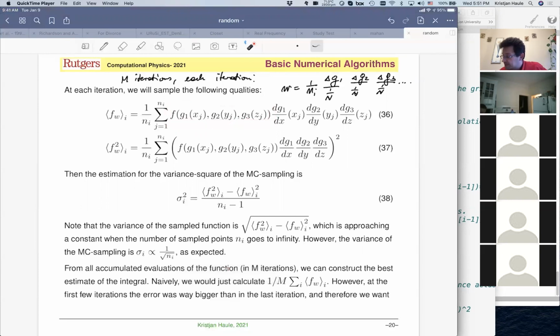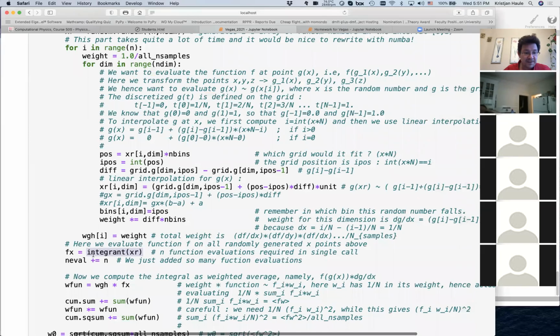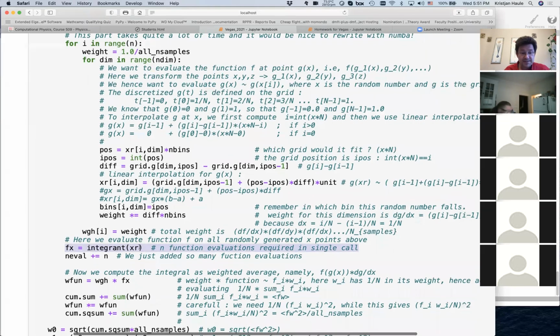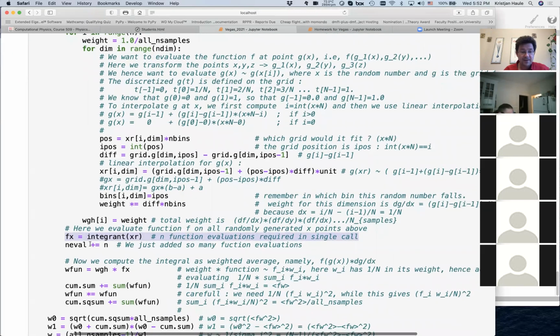Why? Because in the previous step, we transformed from x, y, z into g1 of x, g2 of y, g3 of z. Now xr contains these g's here, okay? And once we have these g's, we can just evaluate the function on this mesh. So in this step here, fx is equal to integrand of xr, we are evaluating the function on all these grid points, okay? Because xr contains g1, g2, g3, g4, and so on. Okay, and well, next step is trivial.